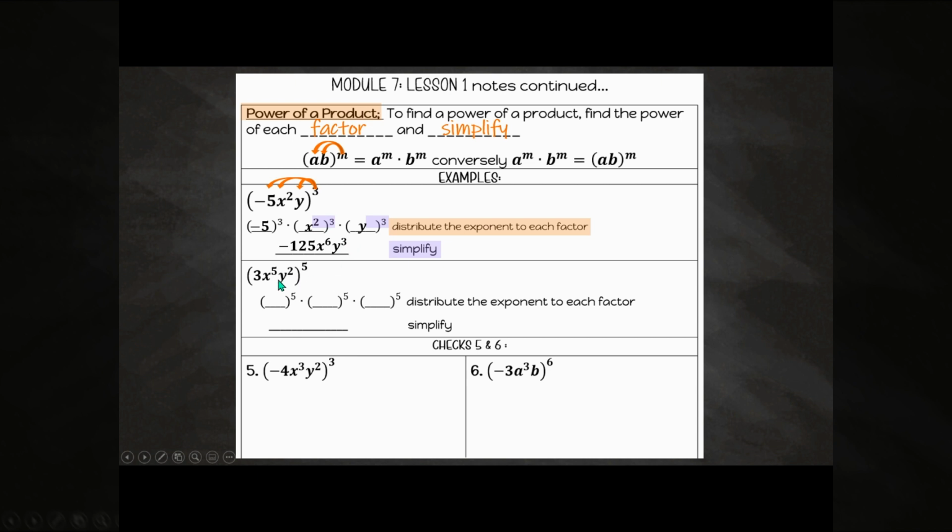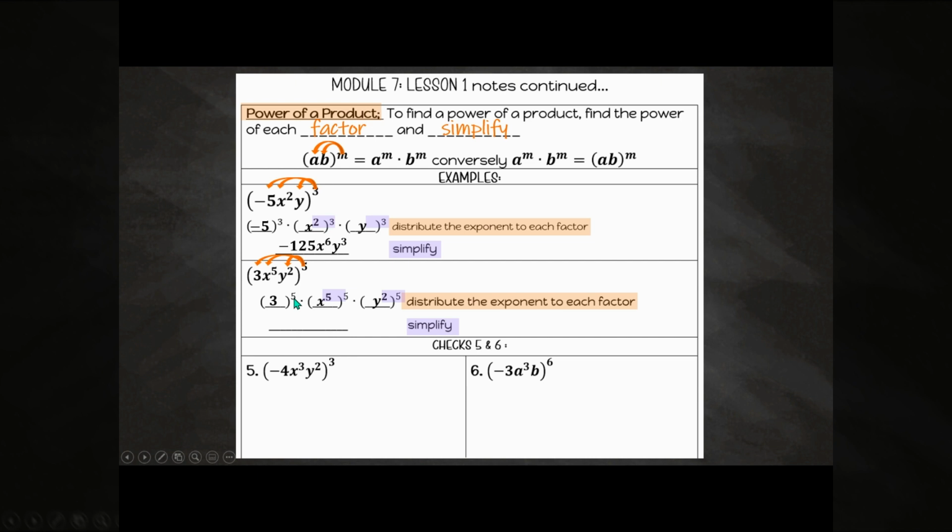Okay, one more example here. We're again going to distribute the exponent to each factor. So 3 to the power of 5, x to the power of 5 to the power of 5, y to the power of 2 to the power of 5. And now we have to simplify. So these exponents we're going to multiply together. And then here we're going to do 3 to the power of 5.